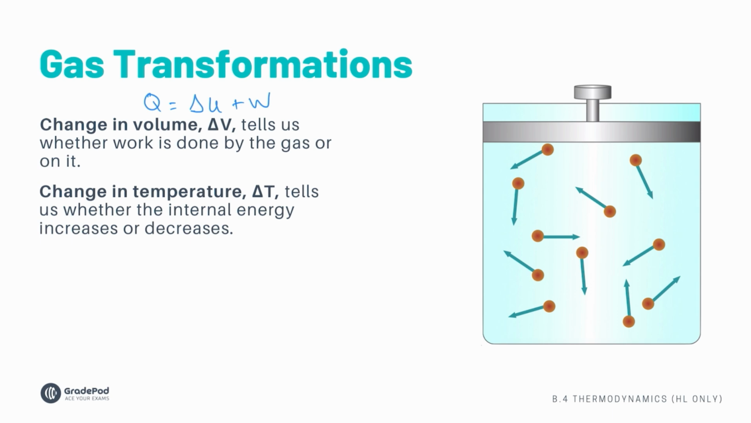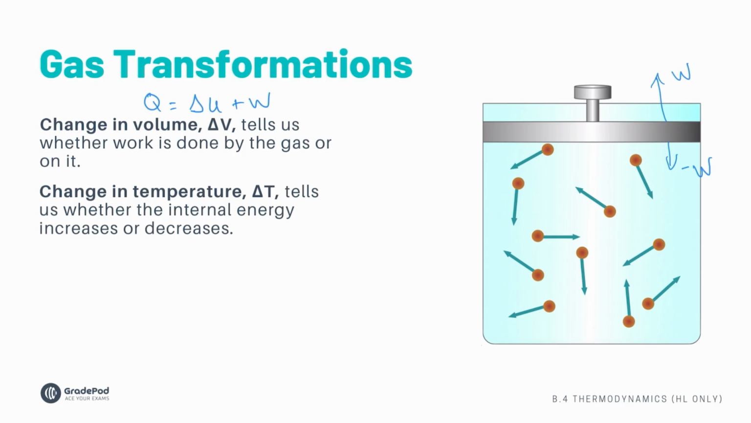If the gas changes in volume, so if this piston goes up or down, then that change in volume tells us that work is being done on the gas or work is being done by the gas. If work is being done by the gas, it's moving up the way. If work is being done on the gas, it's moving down the way. And because they are in opposite directions, we have work done on the gas is negative and work done by the gas is positive.